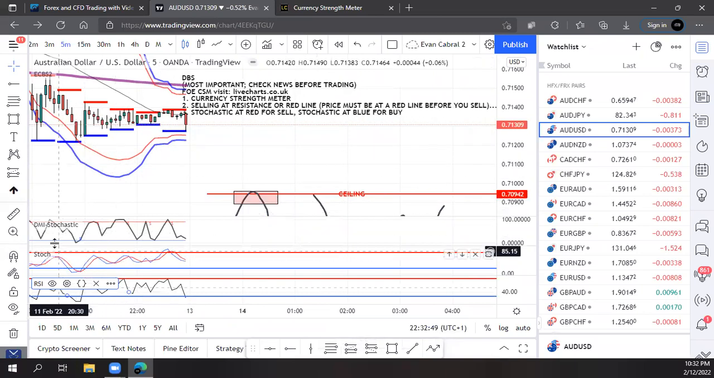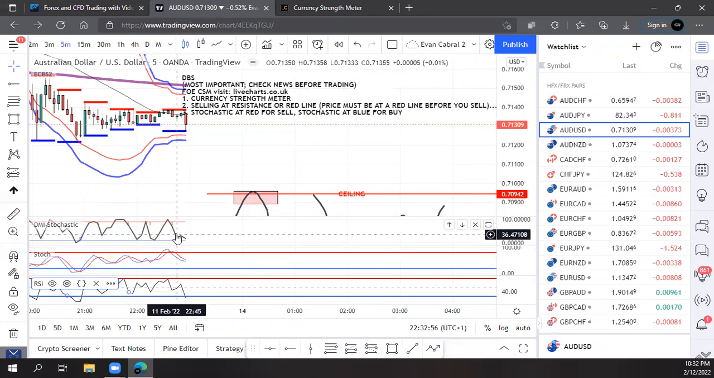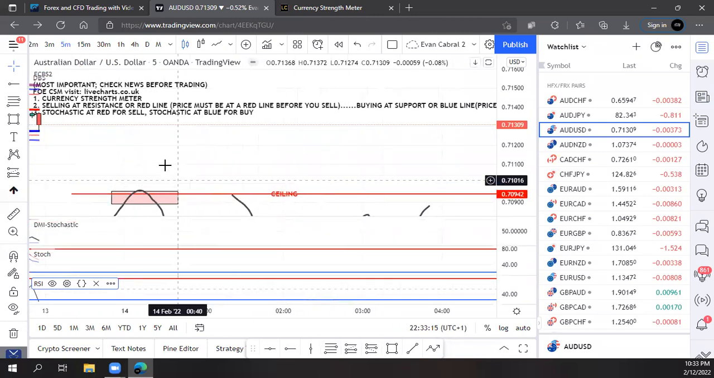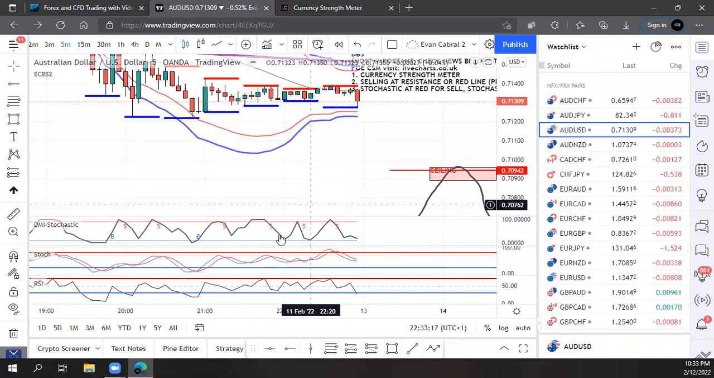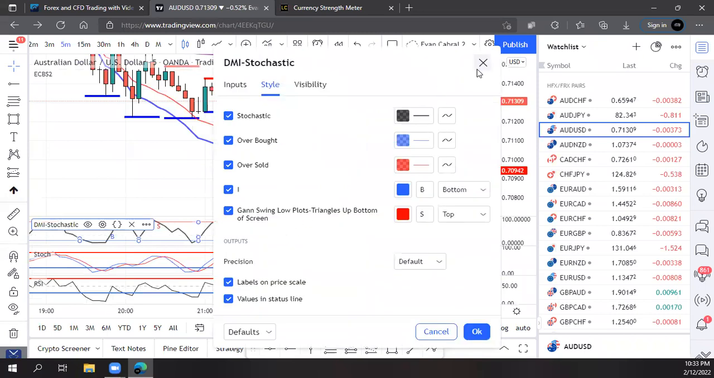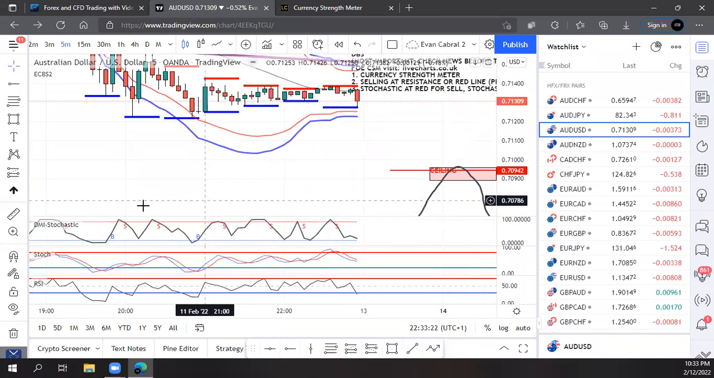So what I did is, we are considering red for sell, blue for buy. On the DMI stochastic, we want to see this black line at red. Once we see it as red and it's crossing down, we have an S. That's for a sell signal. For a buy, you want to see the black line crossing up the blue line, and you want to have a blue B for a buy signal. Let me try and make it big.